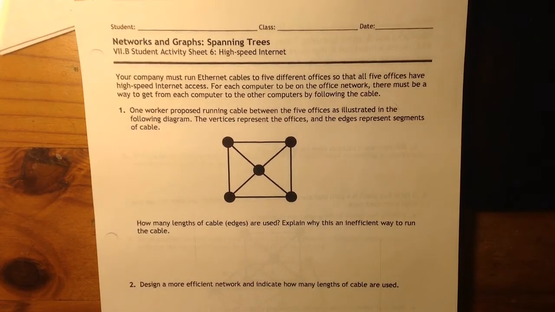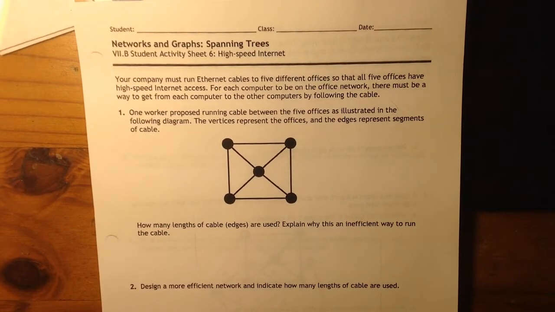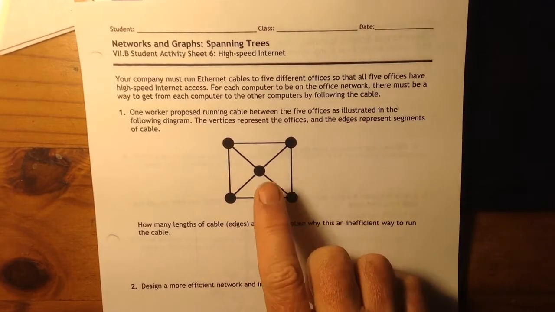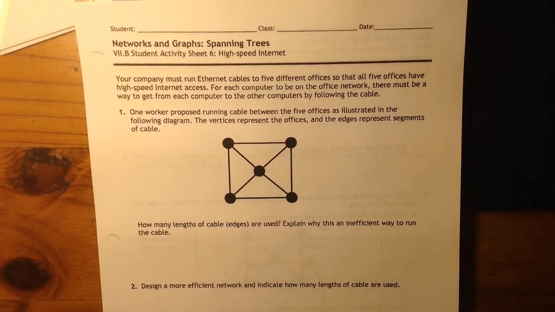Okay, we're looking at Student Activity Sheet 6, High-Speed Internet. Your company must run Ethernet cables to 5 different offices so that all 5 offices have high-speed internet access. For each computer to be on the office network, there must be a way to get from each computer to the other computers by following the cable. So number one says one worker proposed running cable between the 5 offices as illustrated in the following diagram. The vertices represent the offices, so we have 5 offices here. The edges represent segments of cable.